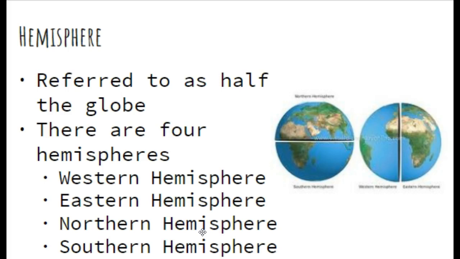Hemispheres, a term that is referred to as half the globe. There are 4 hemispheres: Western Hemisphere, Eastern Hemisphere, Northern Hemisphere, and Southern Hemisphere.